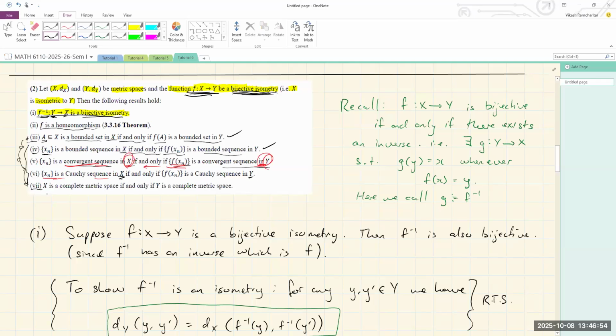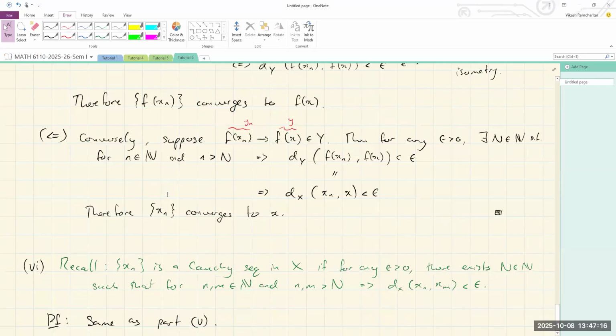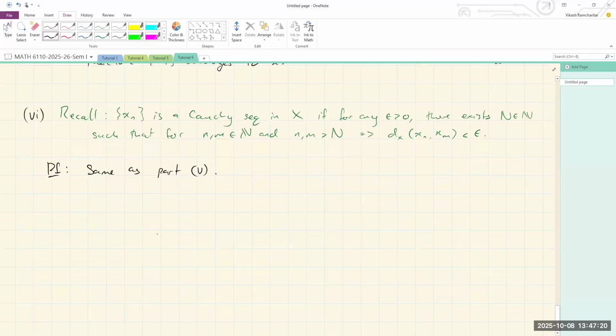And the last part is saying X is a complete metric space if and only if Y is a complete metric space. So if X and Y are isometric and you know one of them is complete, then the other one will also be complete. And the proof of this follows from what we just did.